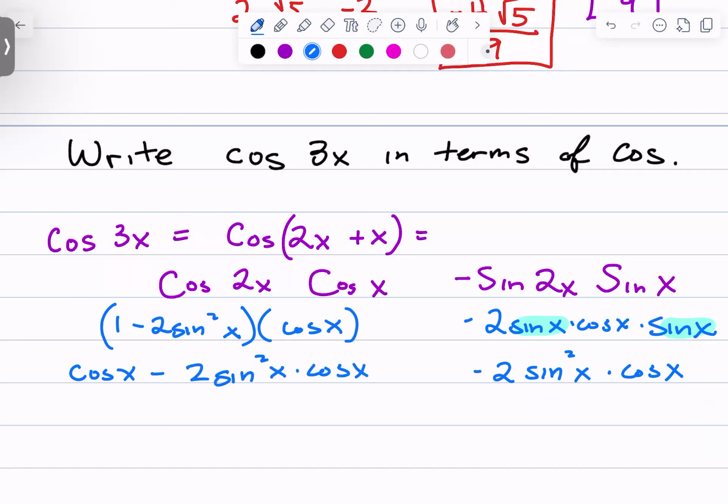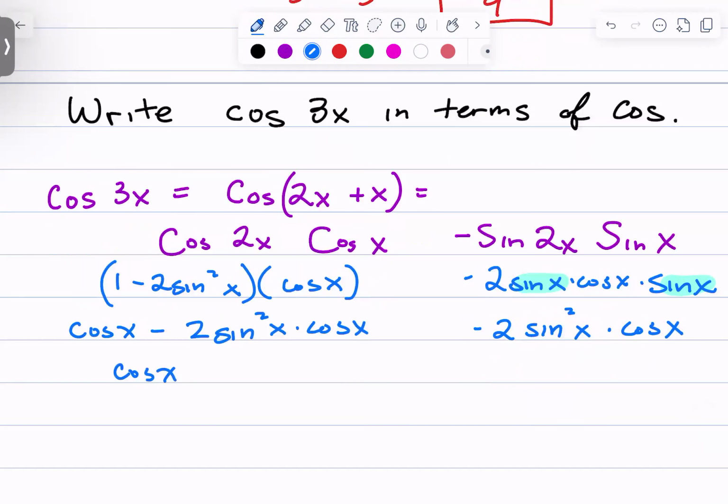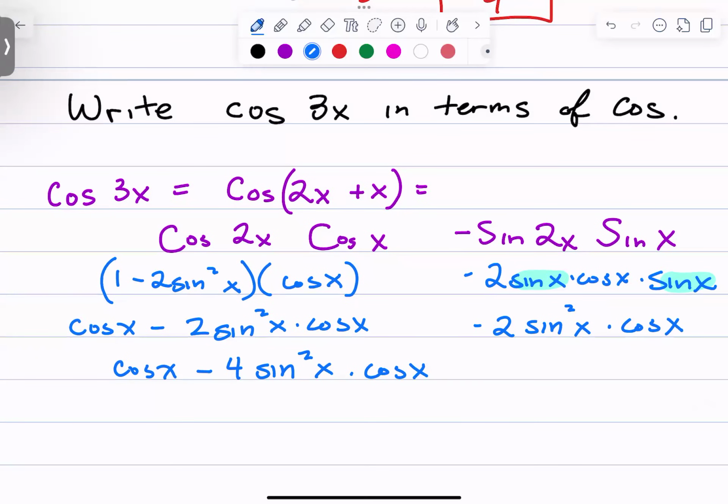And if I distribute that out, it would be like this, right? So I would have cosine of x minus 4 sine squared x times cosine x. Questions so far on what I did? Yeah, from here to here, I just gather my like terms, right? To get to that.